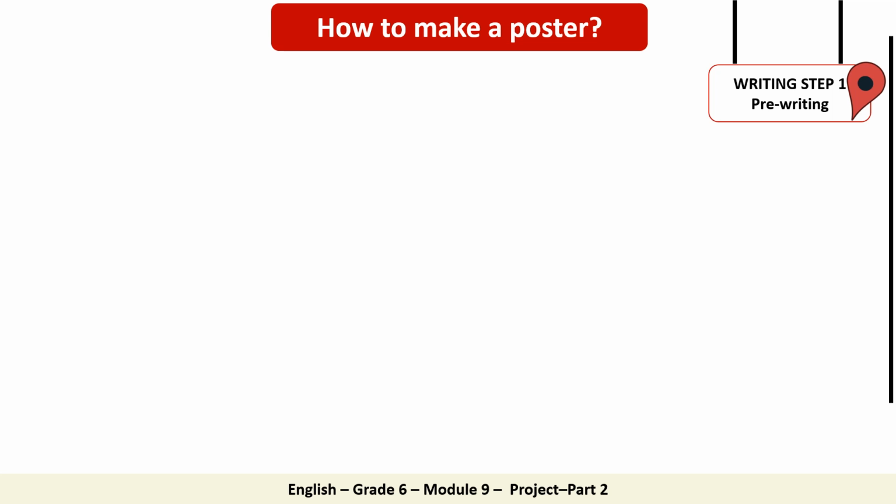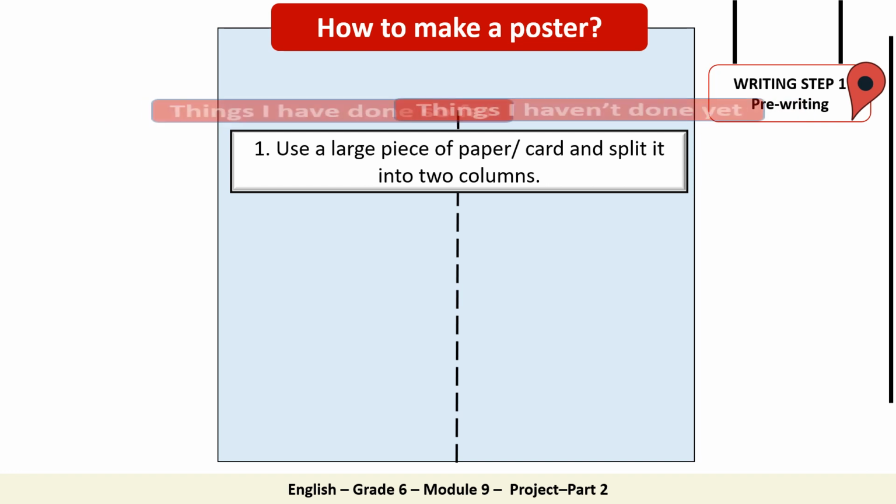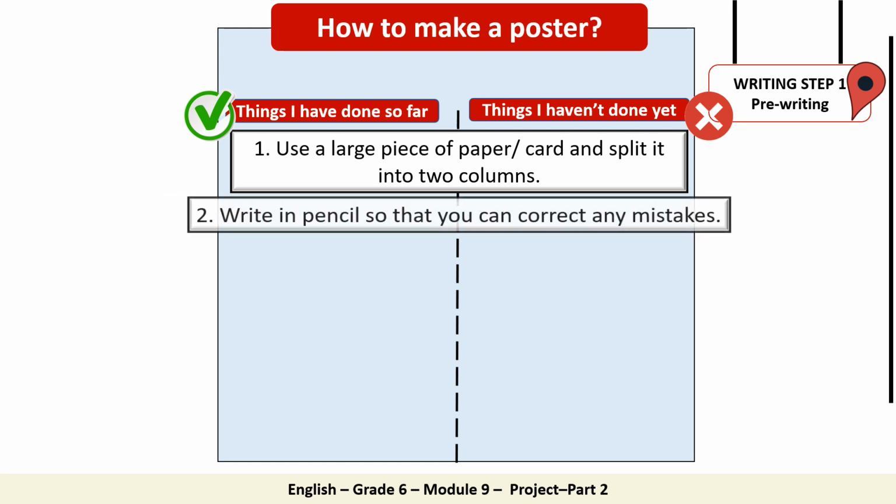Now let's recall the steps of how to make a poster. Number 1. Use a large piece of paper or card and split it into 2 columns. Write things I have done so far on the left and things I haven't done yet on the right. Number 2. Write in pencil so that you can correct any mistakes.